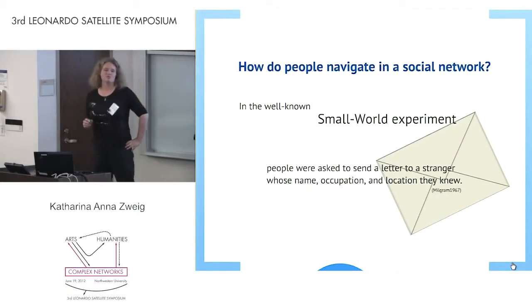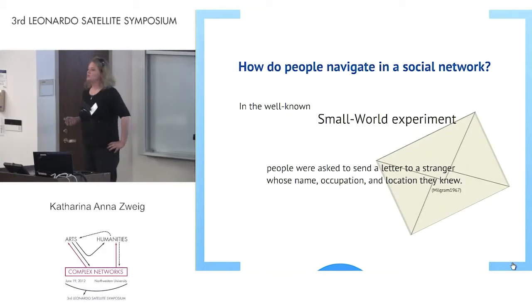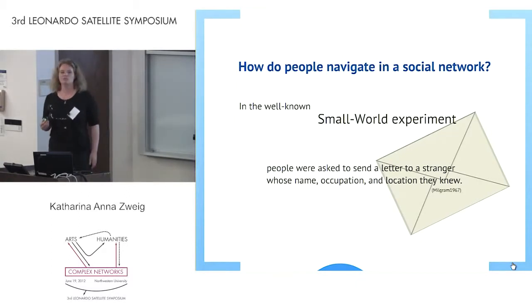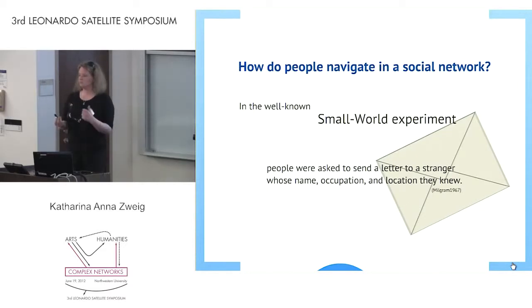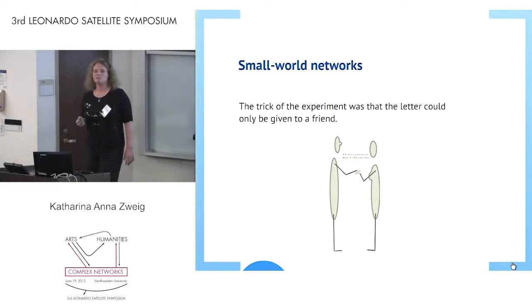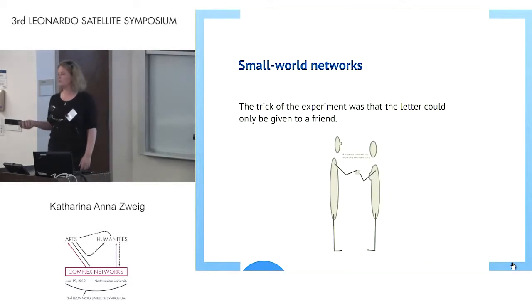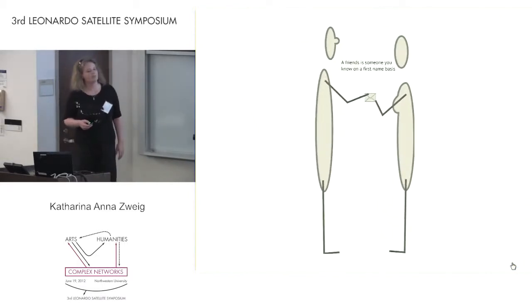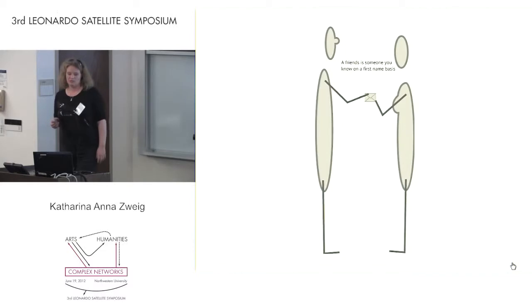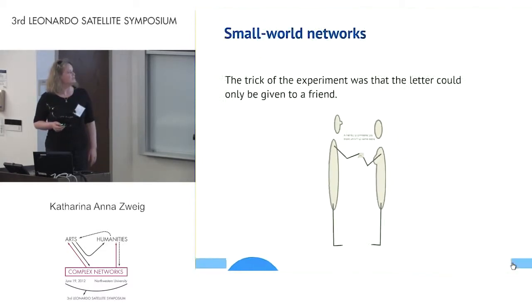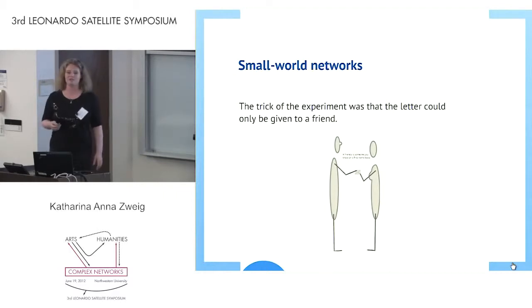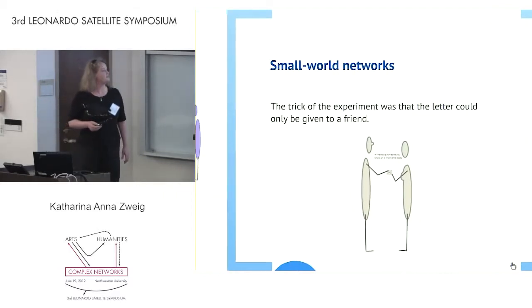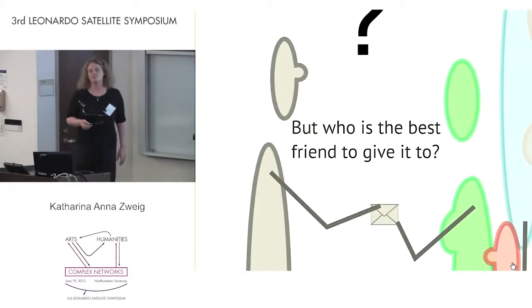And of course, all of you know the famous small world experiment, in which people were asked to hand a letter to some person of whom they only knew the name, the occupation, and the location. The special trick was that they couldn't send it by mail. They needed to give it to an acquaintance. That was the only way to get the letter where it needed to go. And a friend was defined as someone you know the first name of. But I hope that all of us here don't have only a single friend. Most of us have many of them. So the next question is, what is the best friend to give your letter to? How do you navigate your social system?